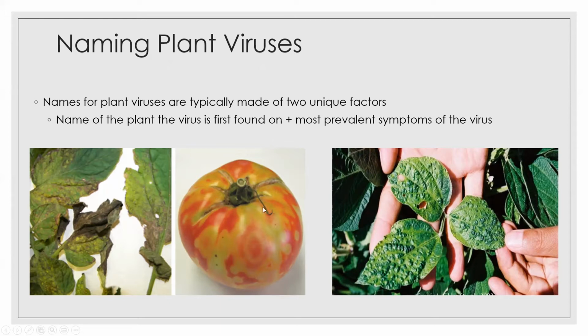You can see we got this tomato. The tomato has some spotting, some like ring patterns. Then over here, the leaves look kind of wilted. They're dying. So this one's called tomato spotted wilt virus. This one over here, it's some type of bean plant, and we can see that it's got a really bad mottling pattern of the leaves. So it's probably not a surprise that this one's called bean pod mottle virus.